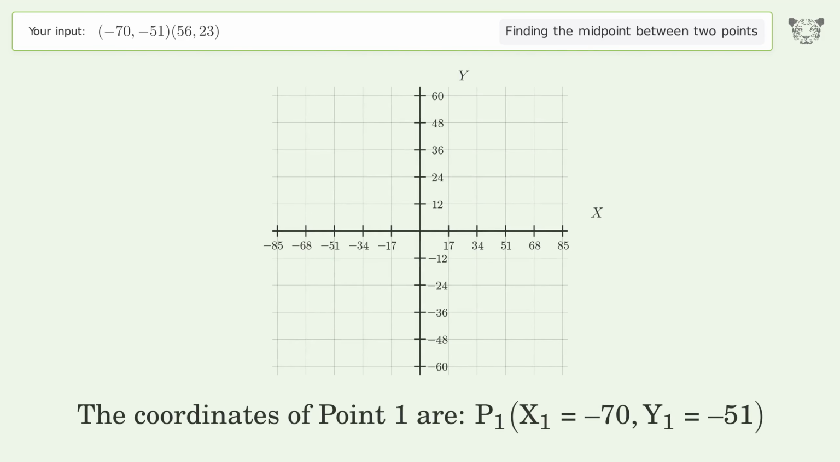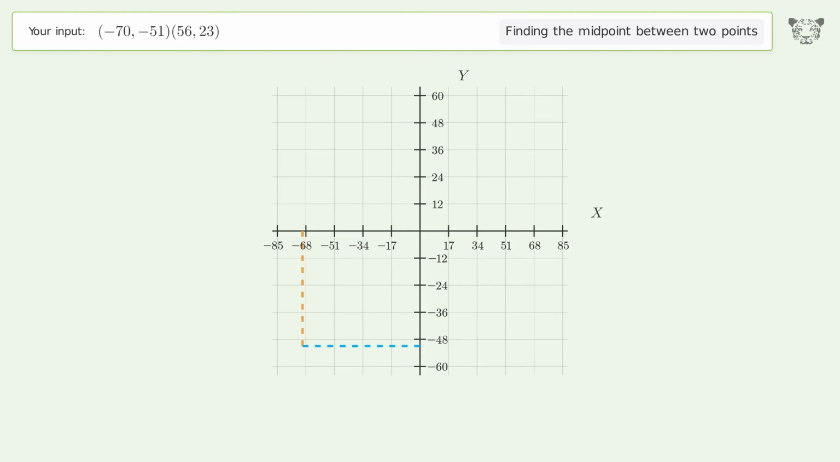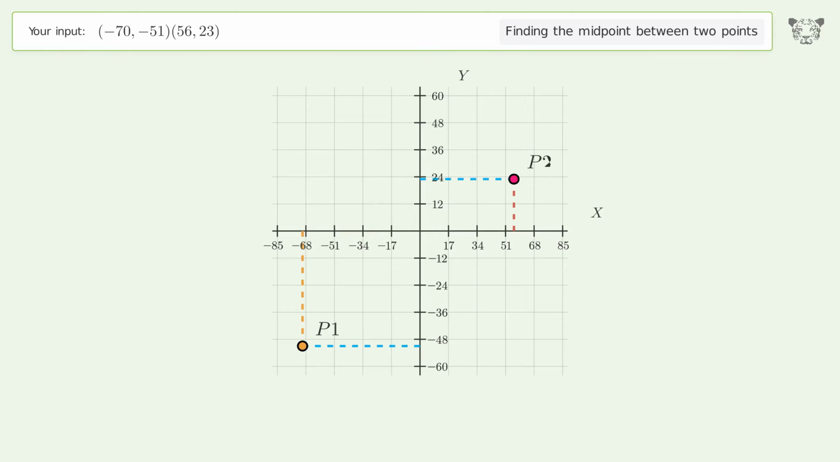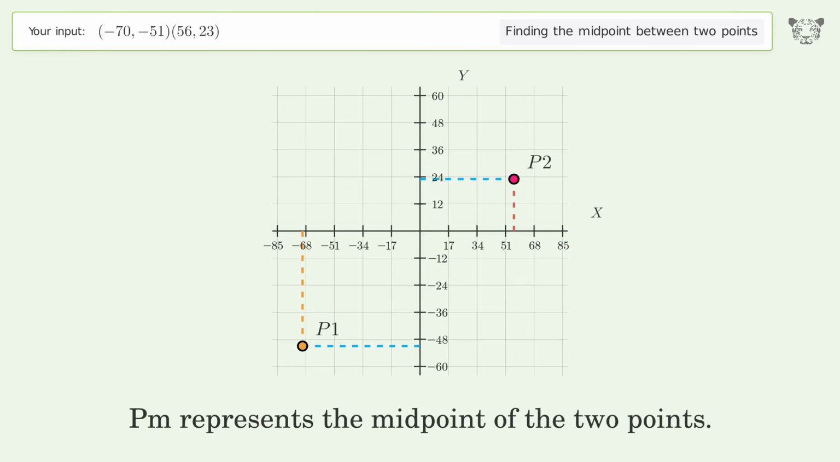The coordinates of point 1 are x1 equals -70, y1 equals -51. The coordinates of point 2 are x2 equals 56, y2 equals 23. PM represents the midpoint of the 2 points.